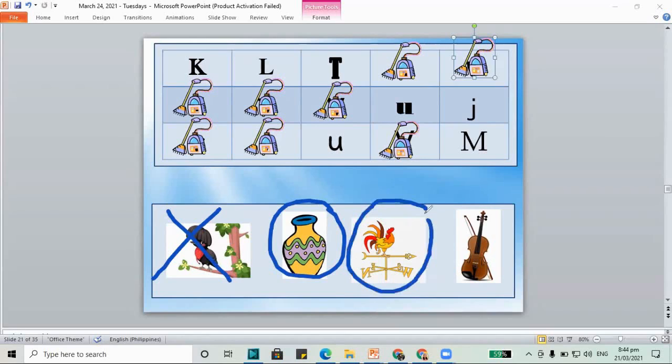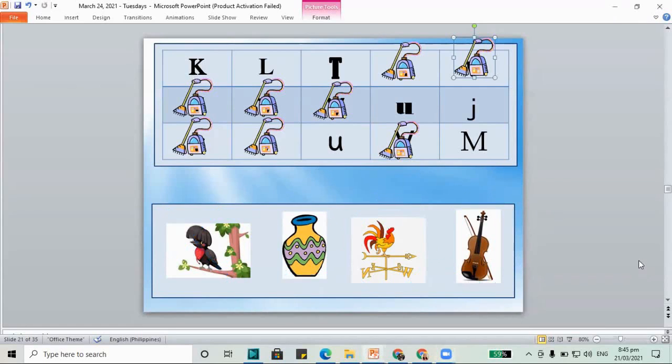Let's circle. And how about the violin? Violin begins with V also. Let's circle. So these are the things that begin with V. We have our vase, the vane, and the violin. And how about for the next part? Let's see, what do we have here?